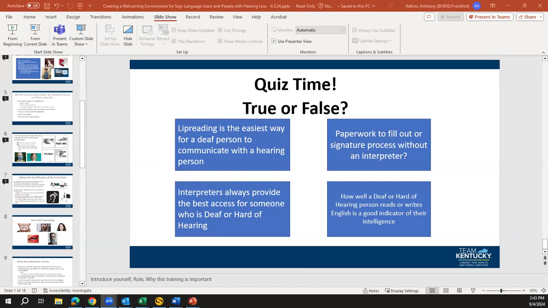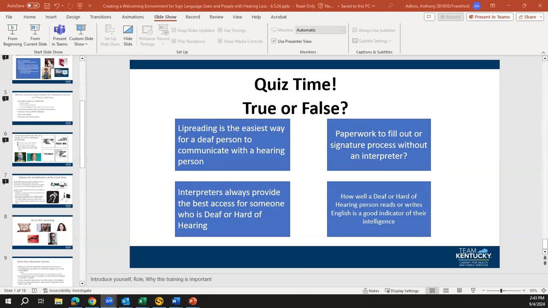So the first question, lip reading is the easiest way for a deaf person to communicate with a hearing person. True or false? All false. Correct. You were all correct. Next question.